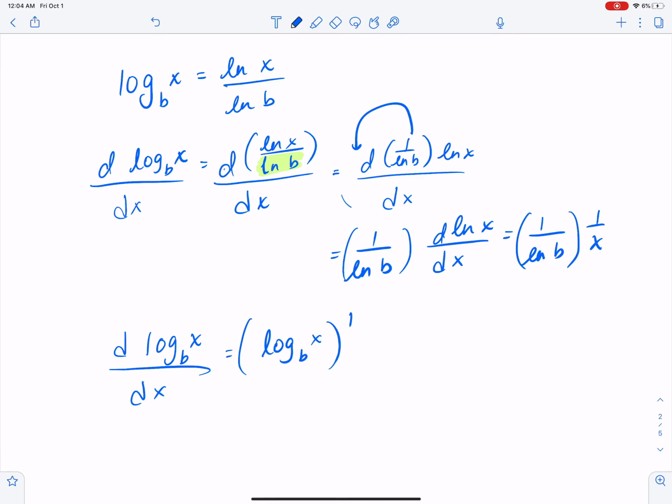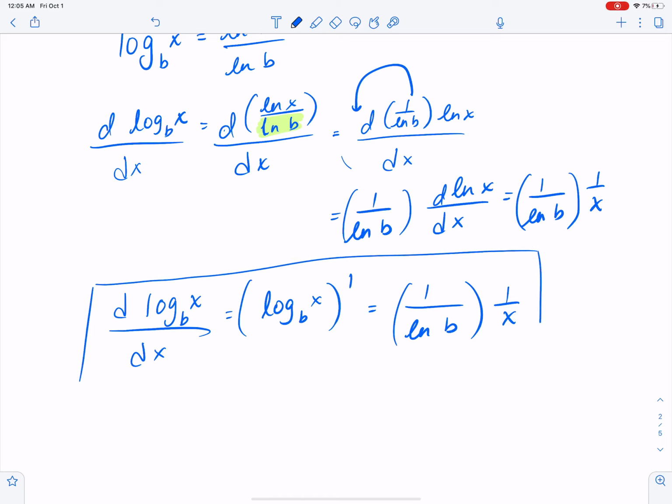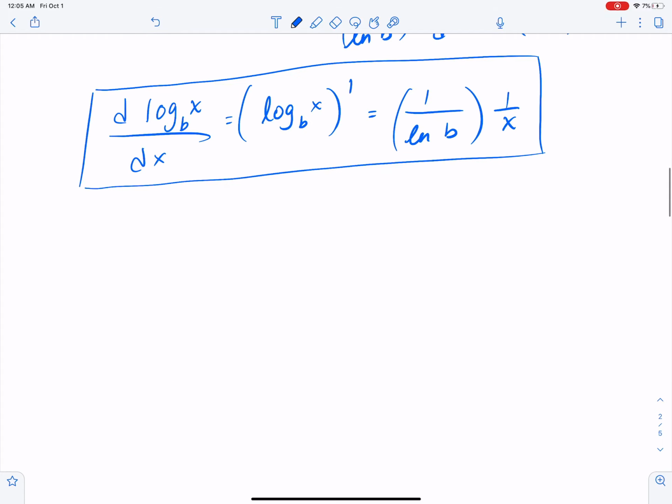You can write it in the prime form or the d/dx form. And in this formula, you have to divide by the natural log of b, or multiply by 1 over log b. And it is this. So let's take an example.